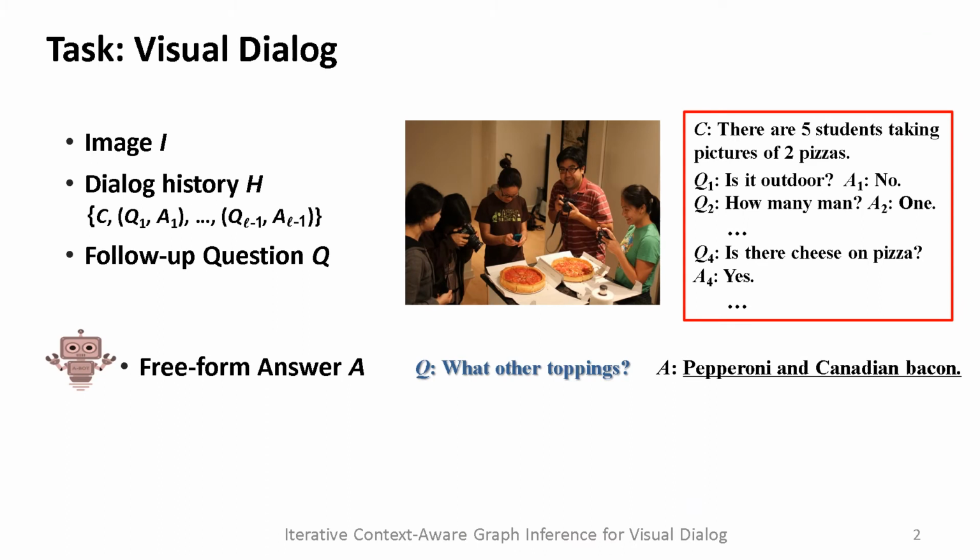The Visual Dialog task is a vision and language task proposed in CVPR 2017, which aims to develop an agent to hold a meaningful dialogue with humans. The agent has to answer the question based on the image and history.